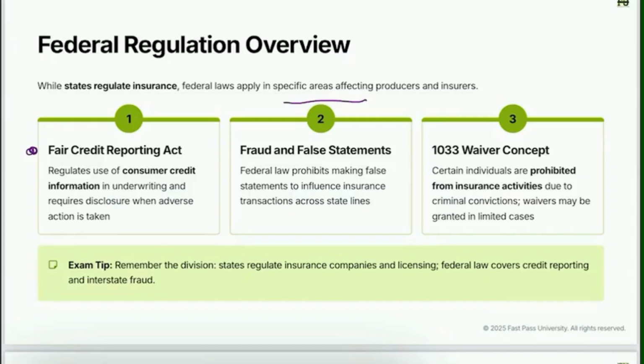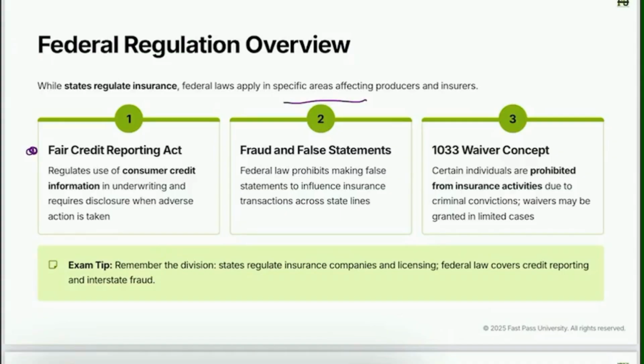Fraud and false statements is also monitored at a federal level. Federal law prohibits making false statements to influence insurance transactions across state lines. So, on top of being regulated in New York, if you were doing it across state lines, it may become a federal act, with much more severe penalties, etc.